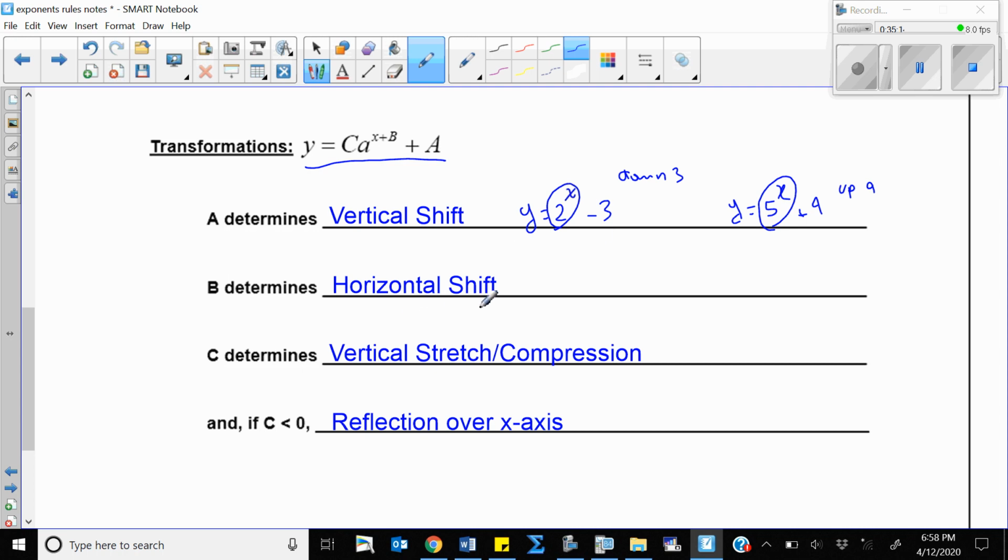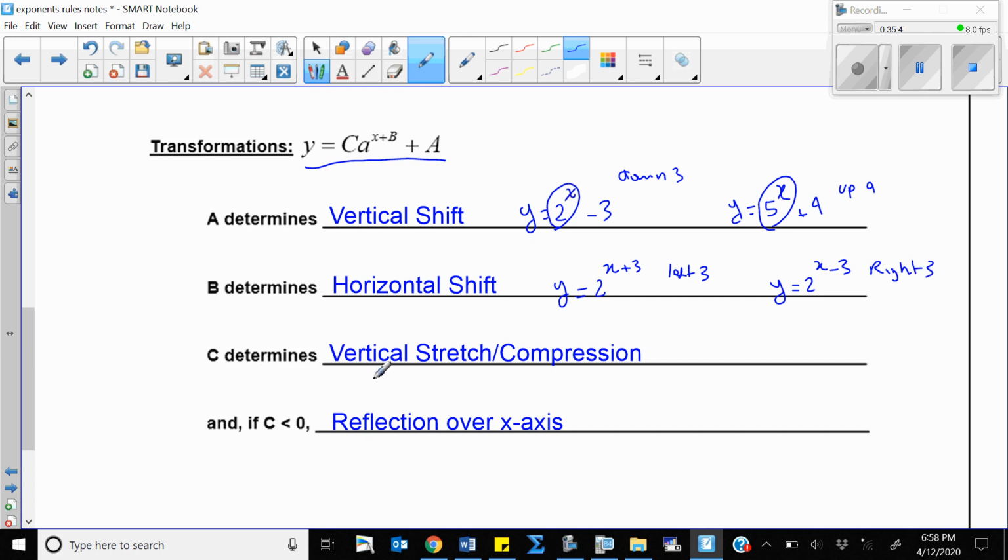Then horizontal shift happens when we have the b value. Something is added or subtracted to x that is moving to left or right. For example, y equal to 2 to the x plus 3. This means we are moving left 3. If I have y equal to 2 to the power of x minus 3, that means we are moving right 3.